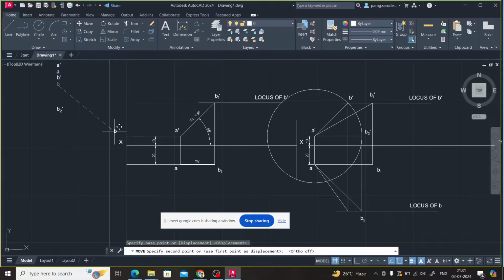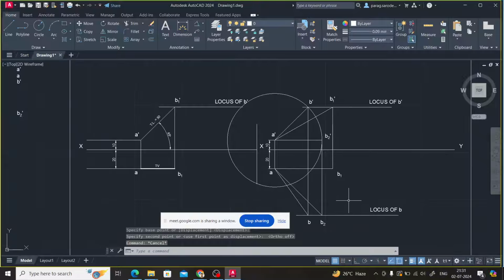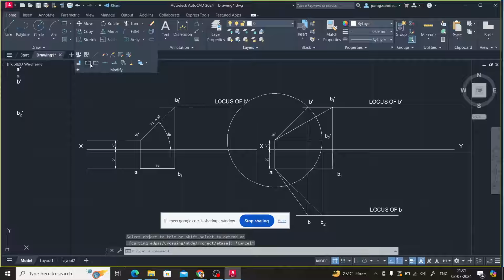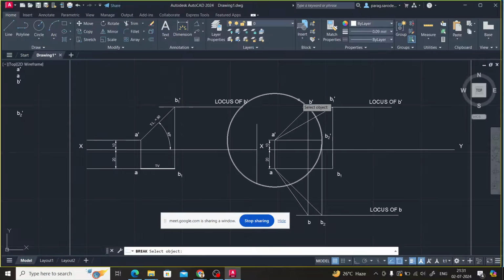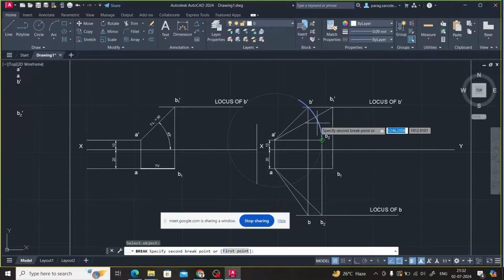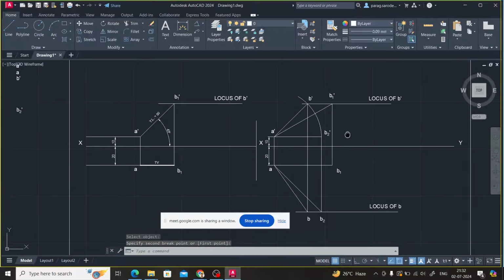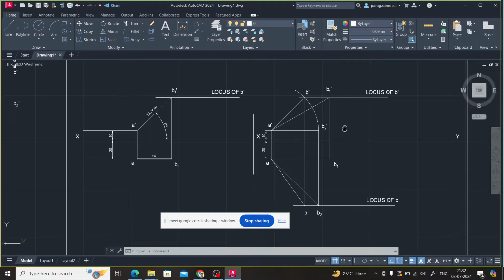Now you might have noticed for moving this b, I will have to switch off the ortho. Getting this? Yes, sir. Now we will trim the circle part. For trimming you might have to use another command which is called break. Like this. Okay, getting this? Yes, sir. Now select this a dash b dash and ab and make it thick.